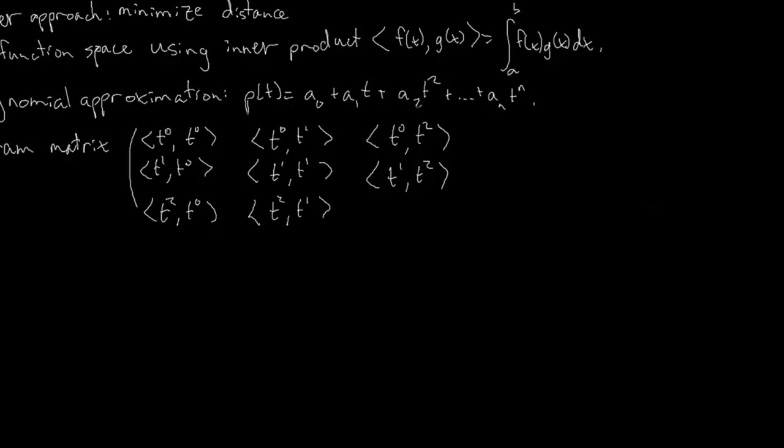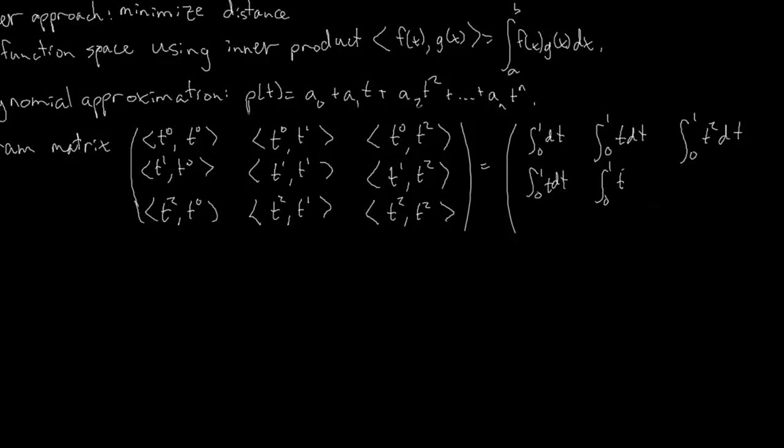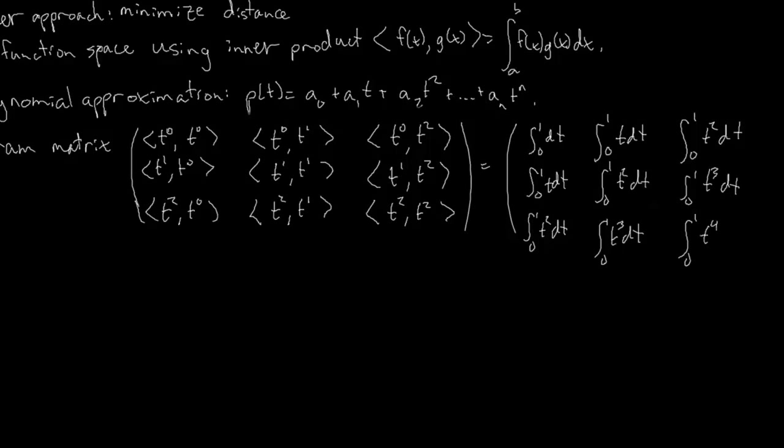So, for example, if I was just doing a quadratic, then the Gram matrix would be this 3x3 matrix here, and you know it's symmetric because this inner product is symmetric. Which means in order to compute the Gram matrix at all, I need to know how to do a bunch of integrals. The integral of 1 times 1, the integral of 1 times t, the integral of 1 times t squared, and so on. The integral of t times 1, the integral of t times t, the integral of t times t squared, the integral of t squared times 1. You know this is symmetric, so I really only have to do half of it. And the integral of t squared times t squared.